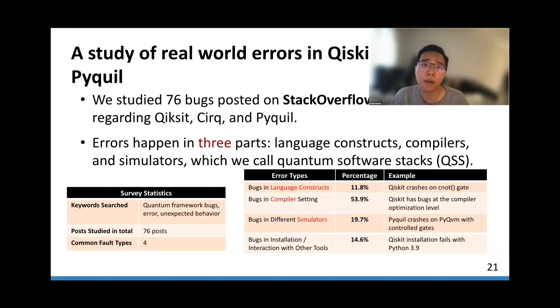And then there are compiler settings. For example, Qiskit may have issues with some compiler optimization options. And then it's the backend. It may crash on the simulators, like PyQuil crashing on the PyQVM, which is a quantum simulator. And it may also have issues with interactions with quantum hardware, like IBM's quantum hardware. Therefore, in order to expose these bugs, testing methods for quantum software stacks should target all 3 layers: the language part, the compiler options, and the backends.